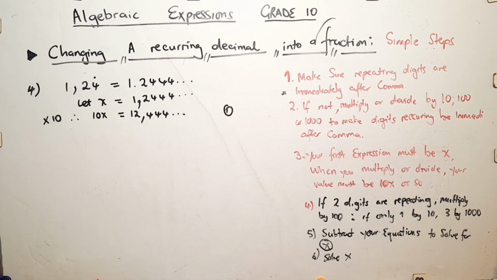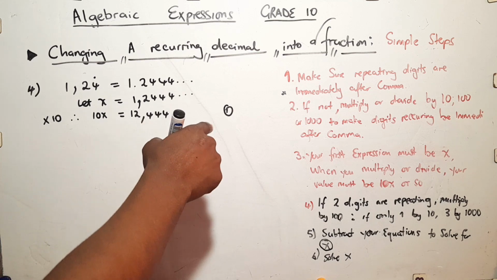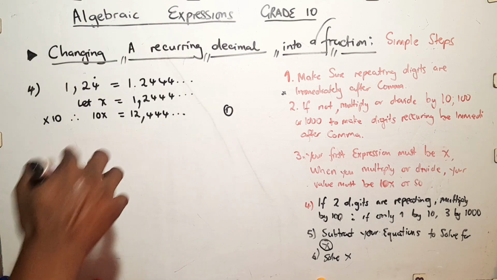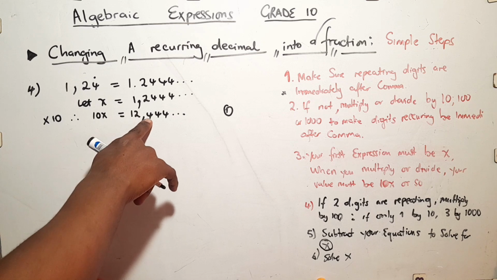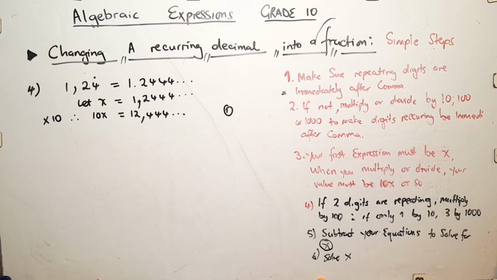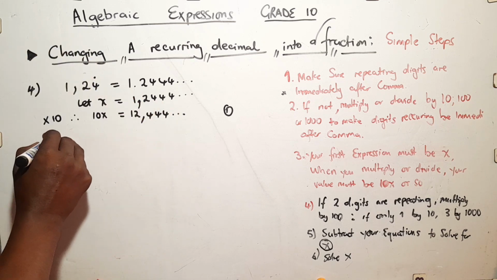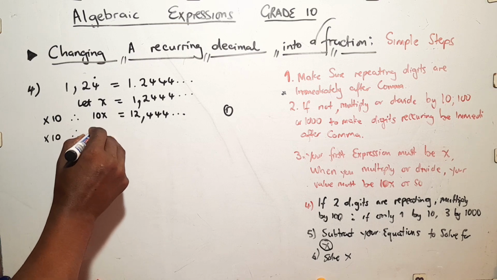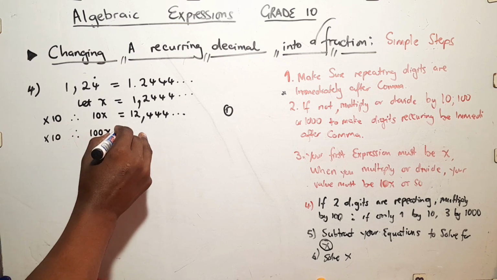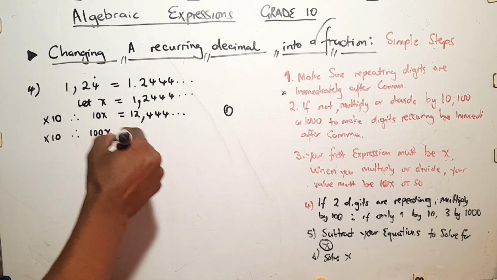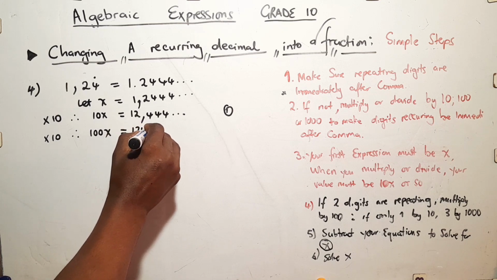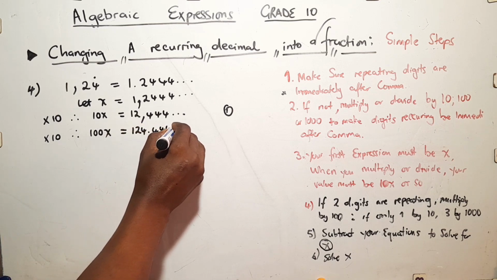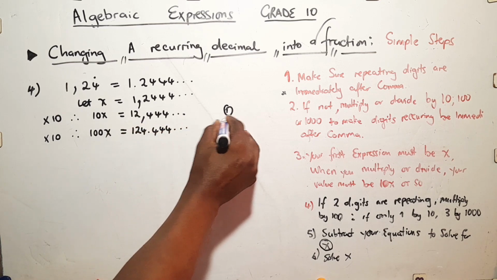Now, how many digits do we have that are recurring? It's only 1. Only 4 is recurring. So we are going to multiply by 10. So we are going to multiply this by 10 as well, and this will be 100x being equivalent to 124.444 and so on, and you can call that equation 2.